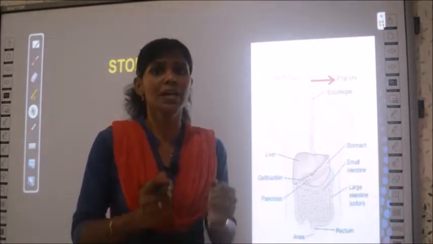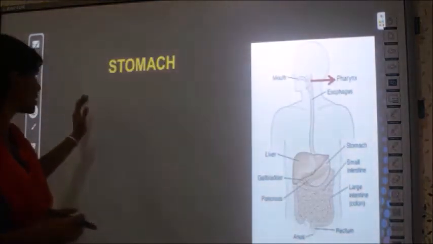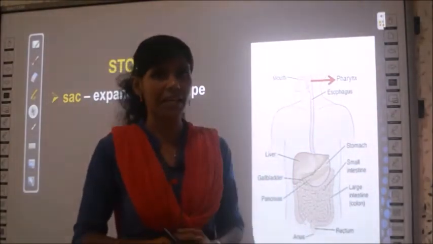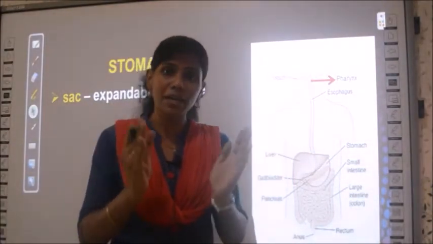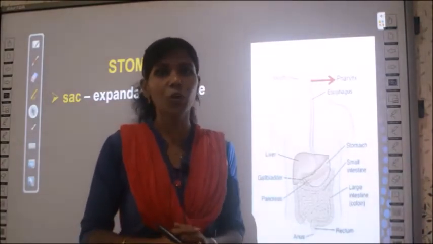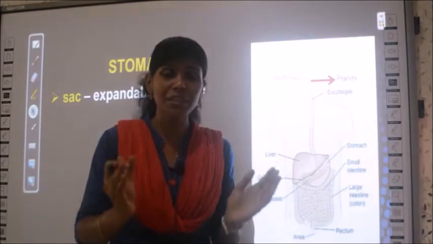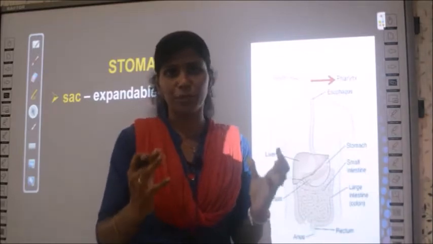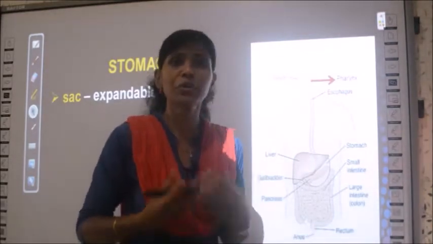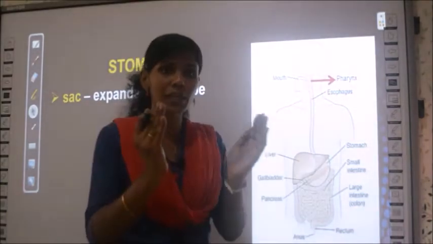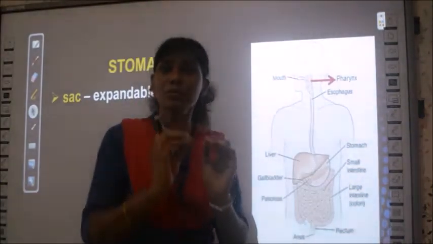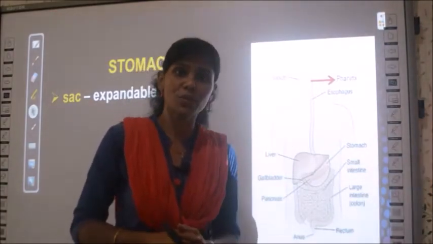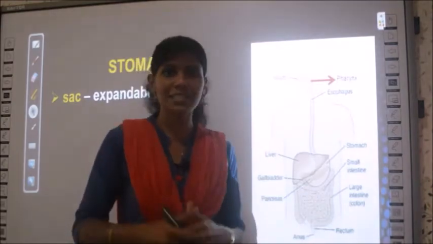A stomach is an expandable sac. Why do you call it an expandable sac? Because it can expand and come back to its original position. How? When you eat a lot, your stomach is flexible so that it will expand to accommodate so much food. At the same time, when you starve, when you don't eat anything, what will happen? The stomach will be in a reduced state, that is, the size of the sac will become smaller. That's why it is expandable. It can expand as well as relax.